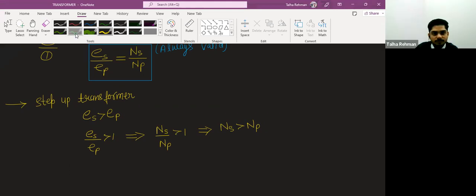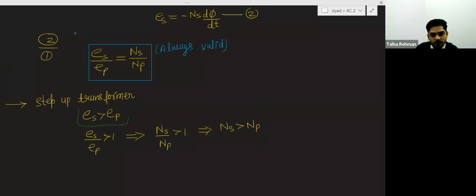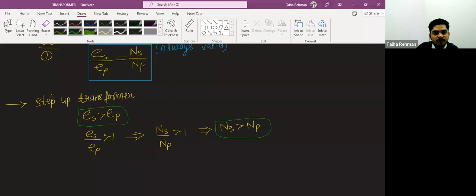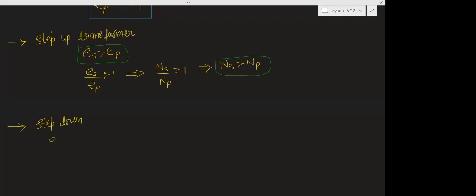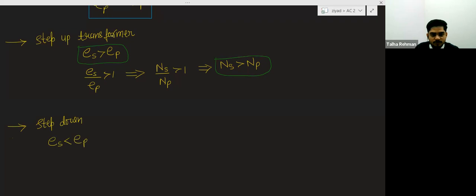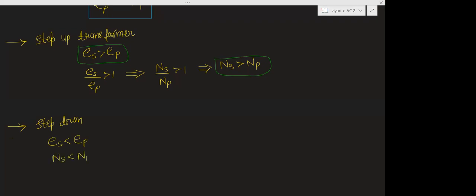So two conditions you have to remember in case of the step-up transformer. Now, the step-down transformer. In step-down, we want to reduce the voltage. So Es is less than Ep. So basically, Ns will be less than Np.